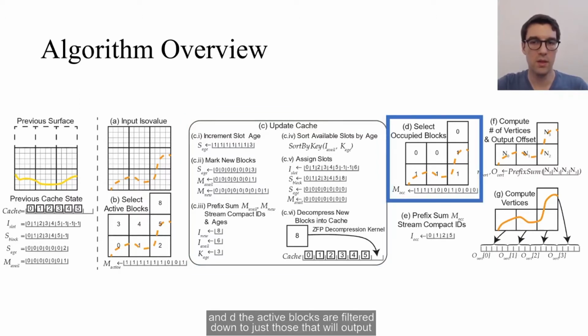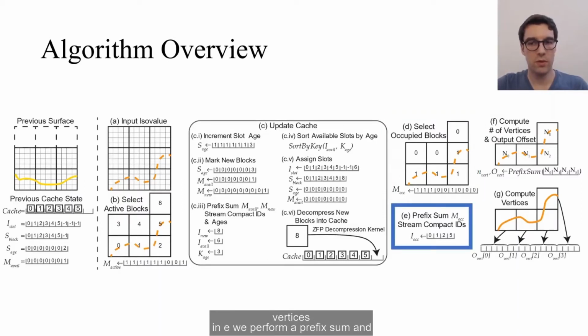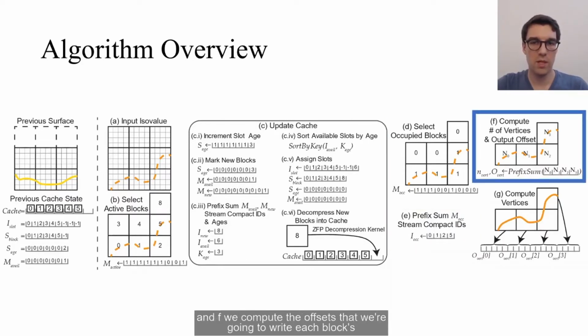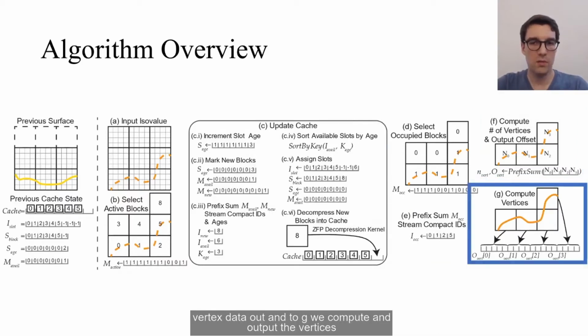In D, the active blocks are filtered down to just those that will output vertices. In E, we perform a prefix sum and compaction to compute the IDs of those blocks. In F, we compute the offsets that we're going to write each block's vertex data out to. And in G, we compute and output the vertices. So now let's take a look at the key steps of our method in some more detail.